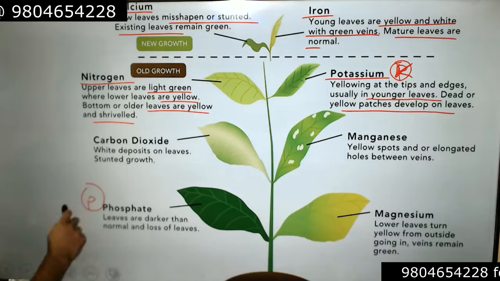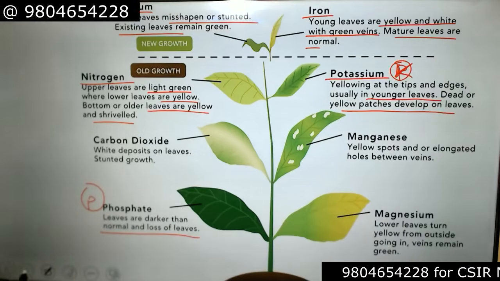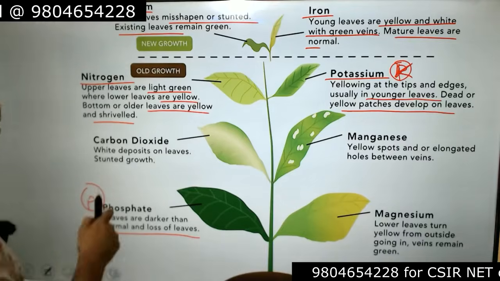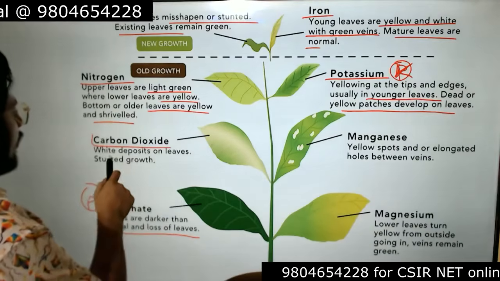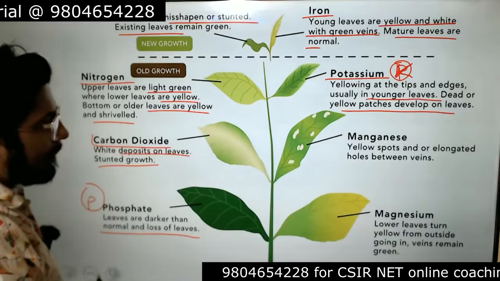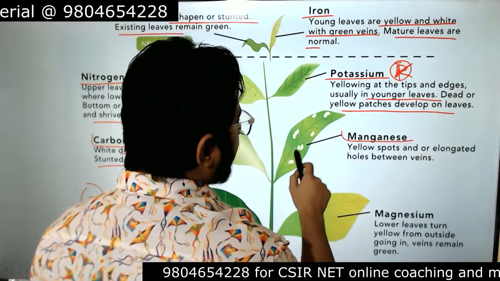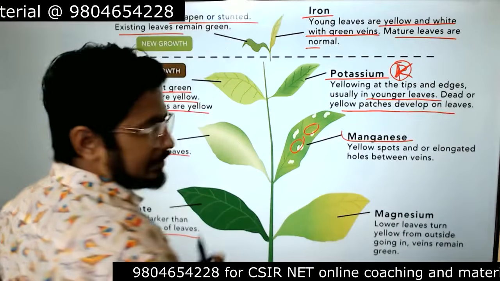Phosphate: leaves are darker than normal and there is loss of leaves. Carbon dioxide: white deposits on the leaves, stunted growth of the leaves. Manganese: yellow spots or elongated holes between veins.